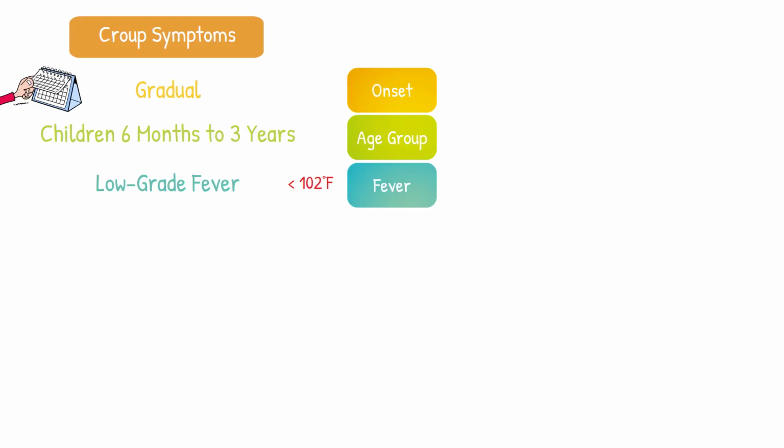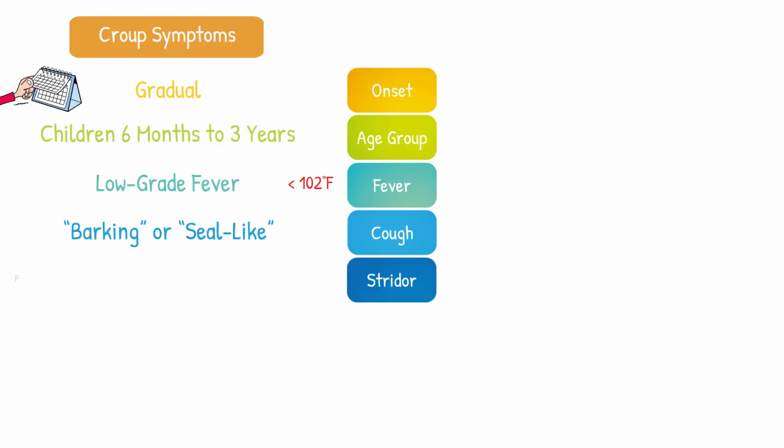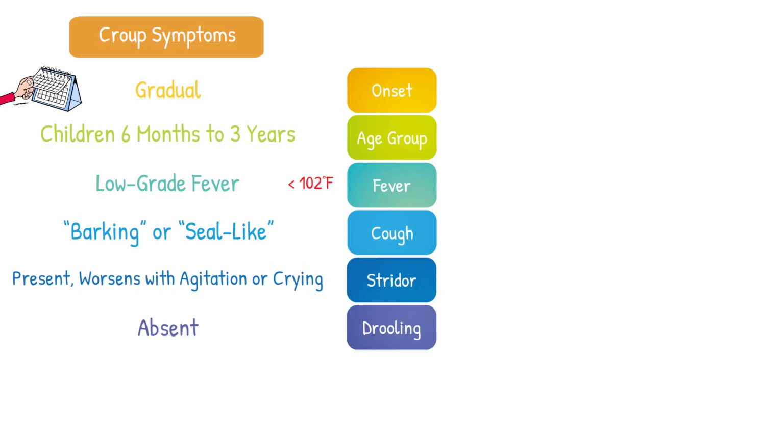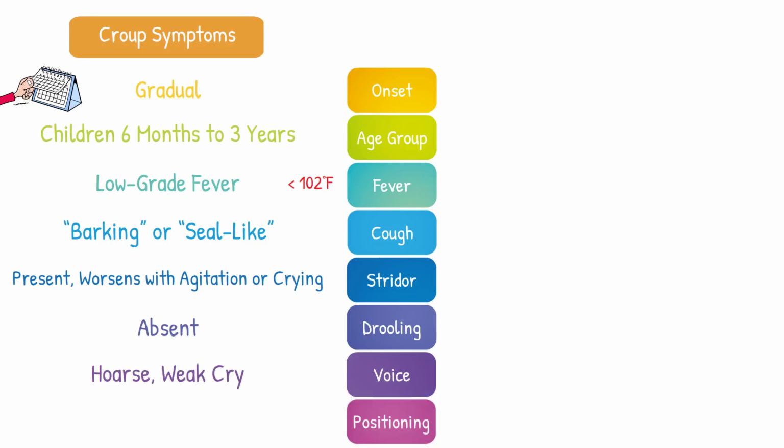It's easy to distinguish croup because it causes a characteristic barking or seal-like cough. It also results in stridor that can worsen with agitation or crying. Croup usually does not cause drooling, but it does cause a hoarse voice and often a weak cry. And for positioning, the patient can lie flat and their symptoms will often improve with cool air or humidity.